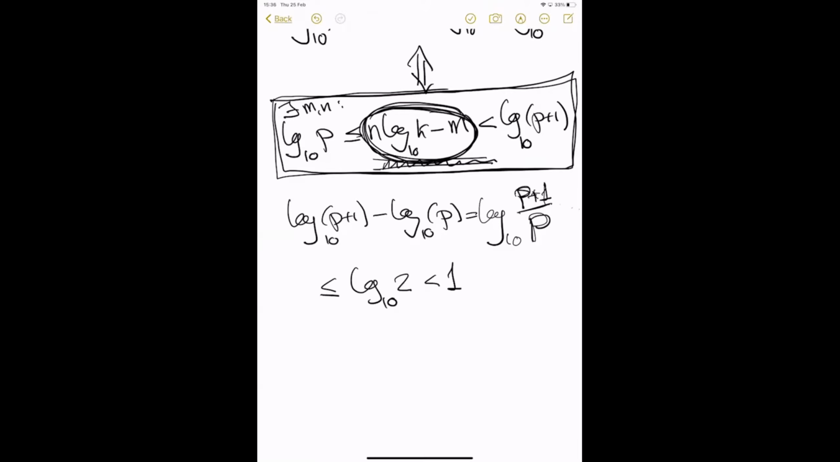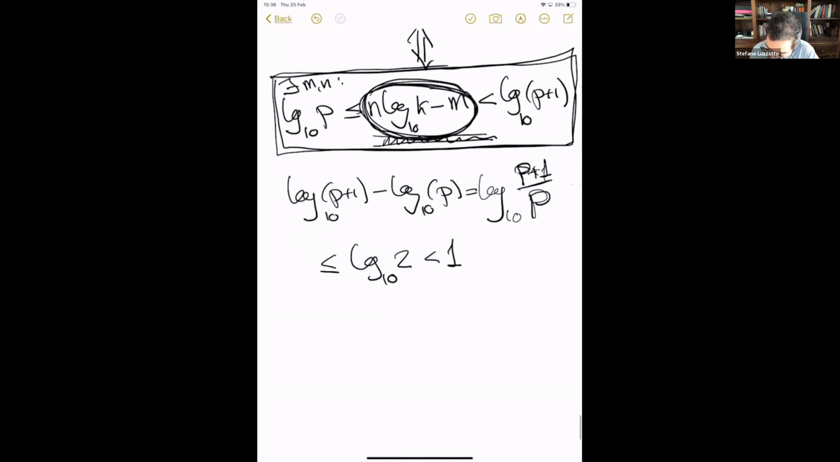Infimum is 0. If m and n are any natural numbers, then it can converge to 0. Well, that's what we have to show.